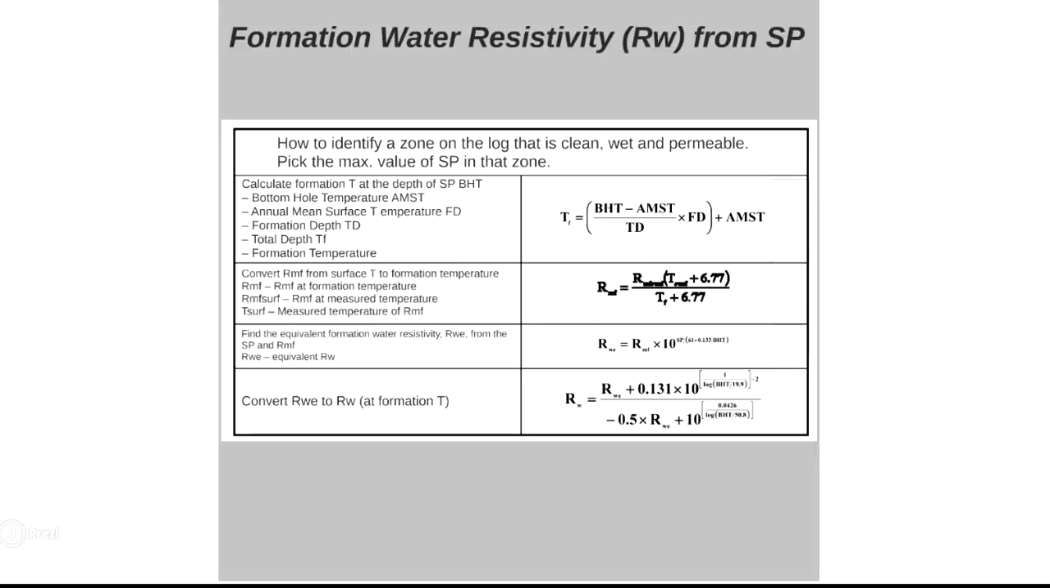The next one shows the data about finding the equivalent formation water resistivity, RWE, from the SP and RMF. RWE is the equivalent RW. The next step, in the next formula, is that we should convert RWE to RW.